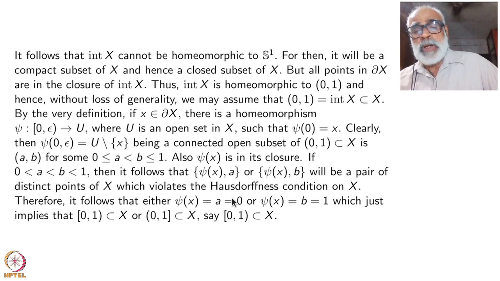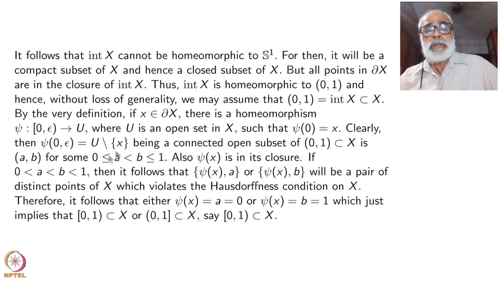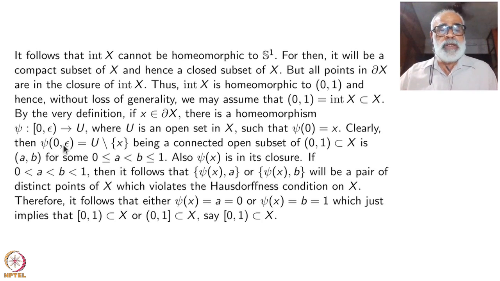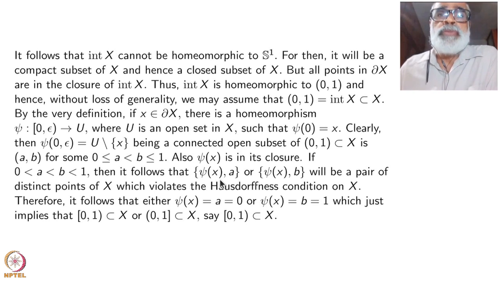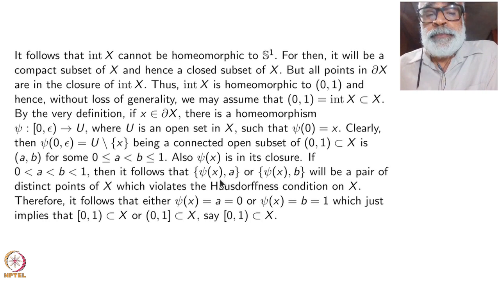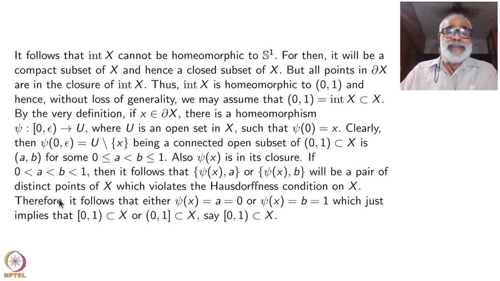condition, because every neighborhood of this A, see, A is now a point inside our interior of X. Every neighborhood of A and every neighborhood of psi X will intersect each other, some A plus epsilon, some part will come on this side, on the other side I don't know. A plus something, because A to B is this psi of 0 epsilon, right? So that's what happens. This means that Hausdorffness is violated. So this A and B cannot be strictly between 0 and 1.